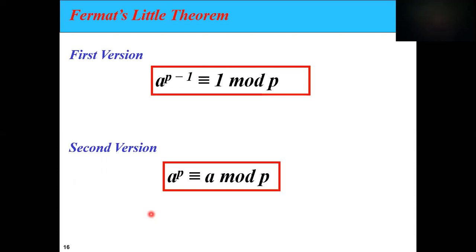What it says: if you have any number a, then a to the power p minus 1 is congruent to 1 mod p, is the first version. And the second version is a to the power p, where p is a prime, is congruent to a mod p.